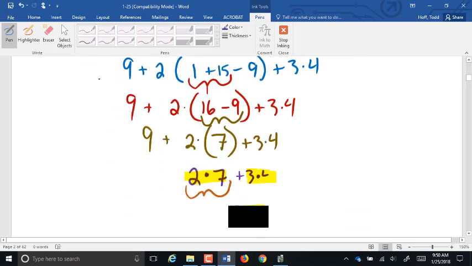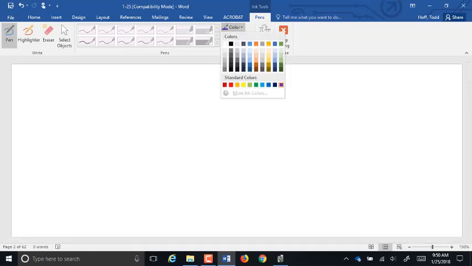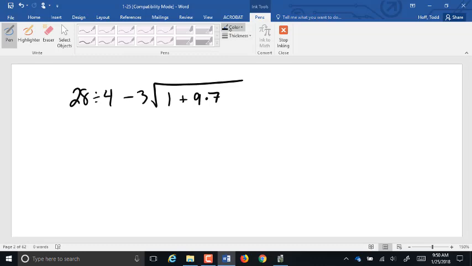Now we've mentioned that there are other enclosing symbols out there. It's time to take a look at some of them. One might look like this. Looking at this, do you see any enclosing symbols?